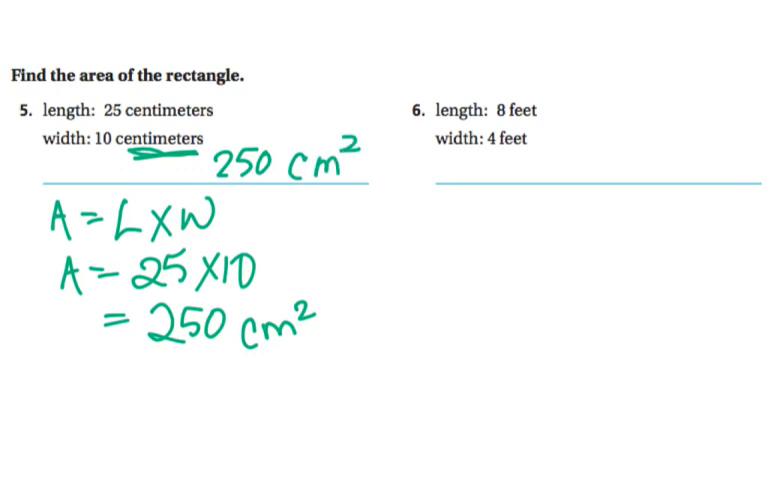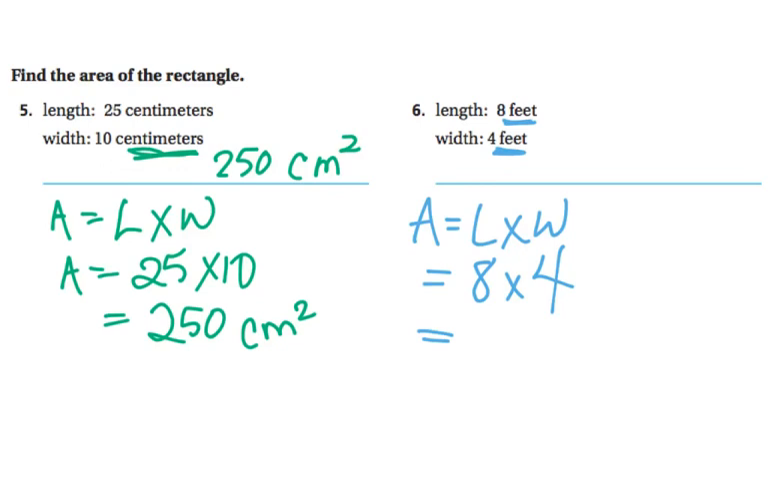Okay, we'll look at one more problem like this together. Our equation is A equals L times W, which represents area equals length times width. And in this situation, we're going to be multiplying our length, which they gave us, 8 feet, times our width, which they also gave us, 4 feet. 8 times 4, that's a fact. 32, don't forget our units, square feet or feet squared.